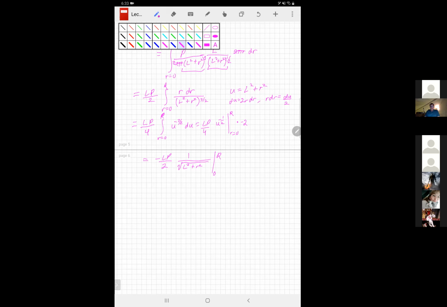I have a question. Why did the limits of integration not change when we did the U substitution? Because I was sloppy, because they really should have, but I always intended to change back to R at the end. If I had done this more carefully, then I would have said that u is L squared here and u is L squared plus R squared there. Okay, thank you.